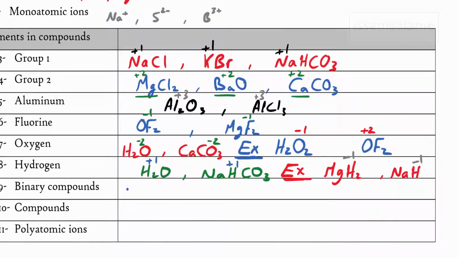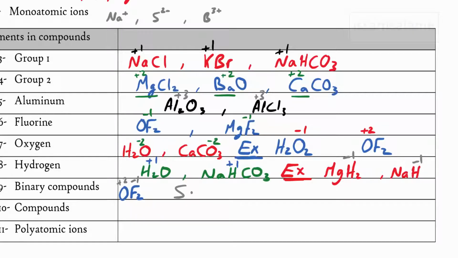Rule 9 is about binary compounds. Like here, oxygen fluoride, we start with the more electronegative element, like fluorine. So fluorine is -1, then we find the oxidation number for the other element. So always in binary compounds, we start with the more electronegative element, then we go to the second one.